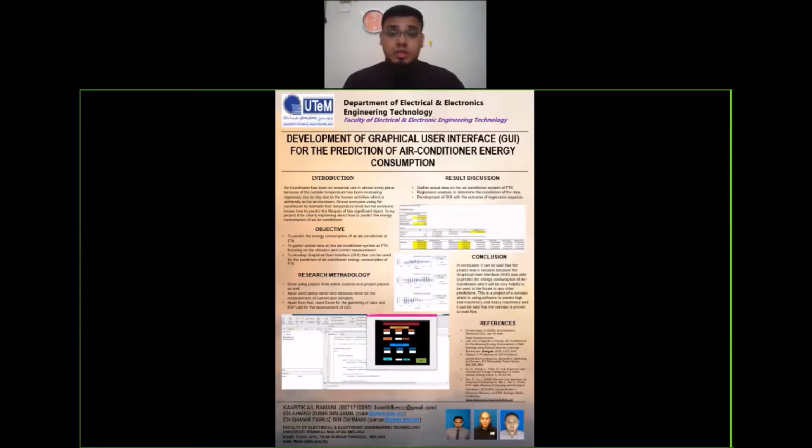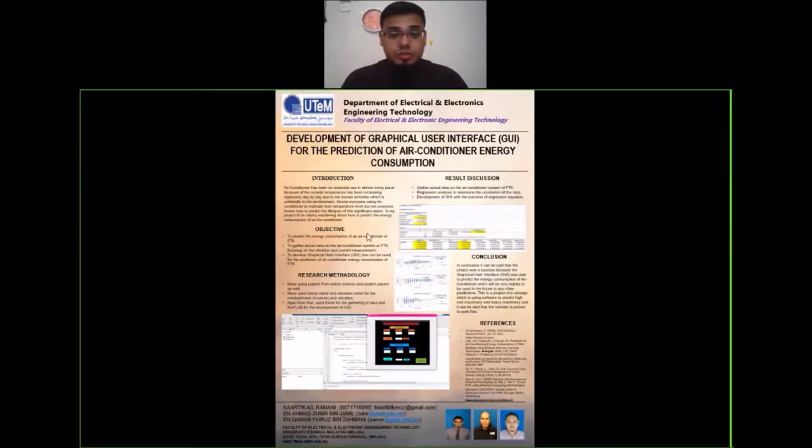So that's why we took this as our project, to provide them with a prediction tool to manage their electrical bills. Like everyone, our FTK also suffers without knowing how to predict the air conditioner energy consumption. So we would like to help our FTK to overcome this problem.